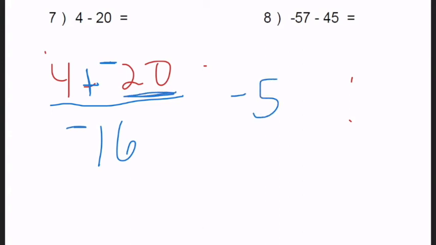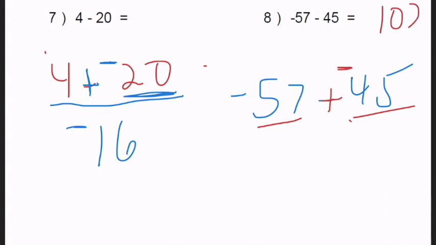Next one, negative 57 minus 45. So we change it to plus, change it to negative 45. So since they're both negative, we just add. So when we add, we get 102. And it's going to be negative because they're both negative.